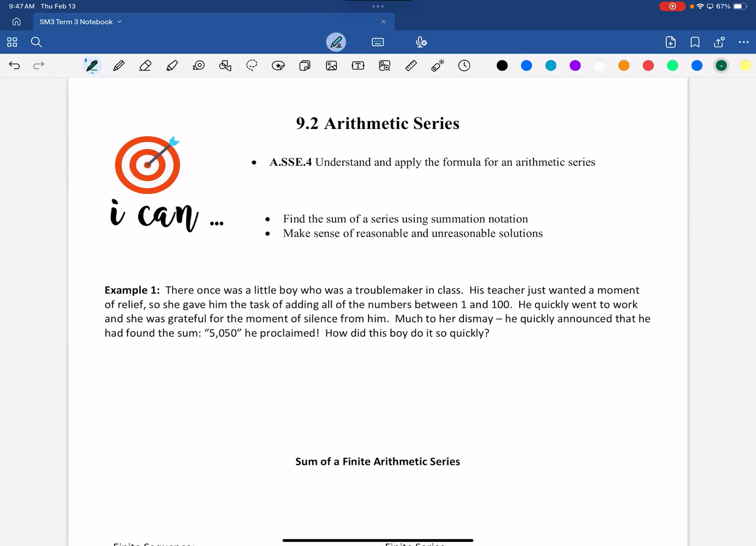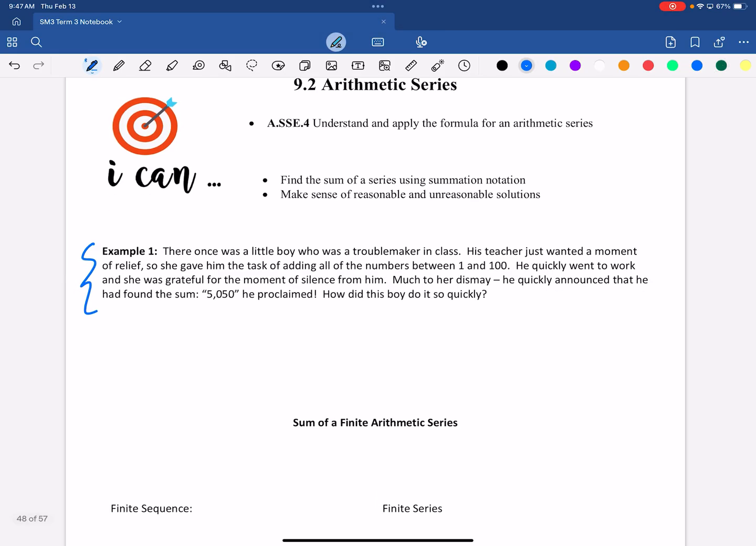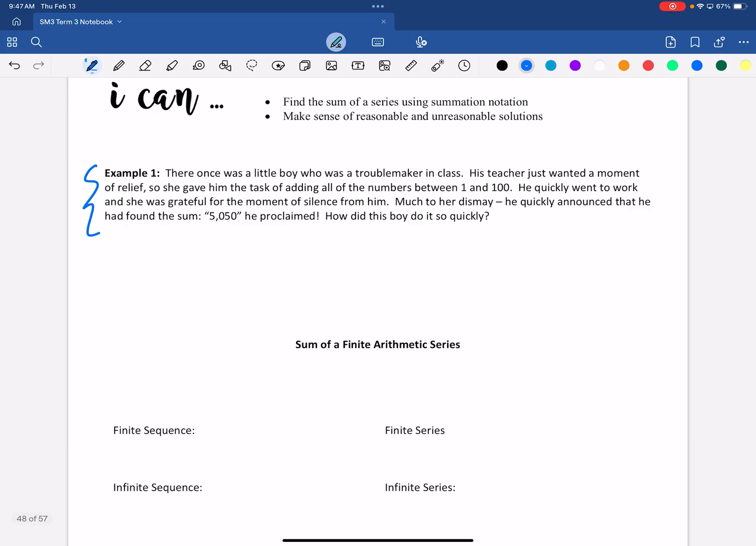Look at example 1, read it, and let's talk about how this boy came up with this number so fast. You read it on your own. How did the kid add up all of these numbers so fast?